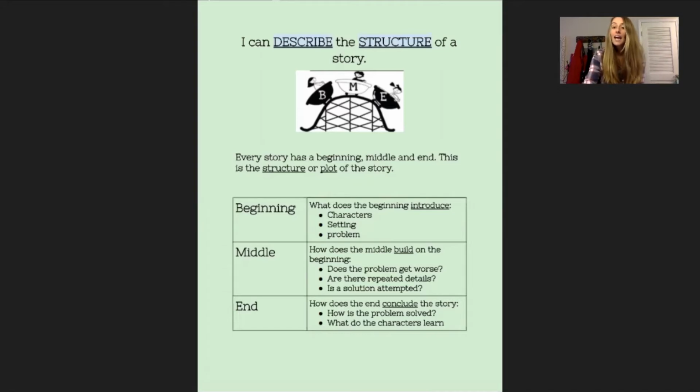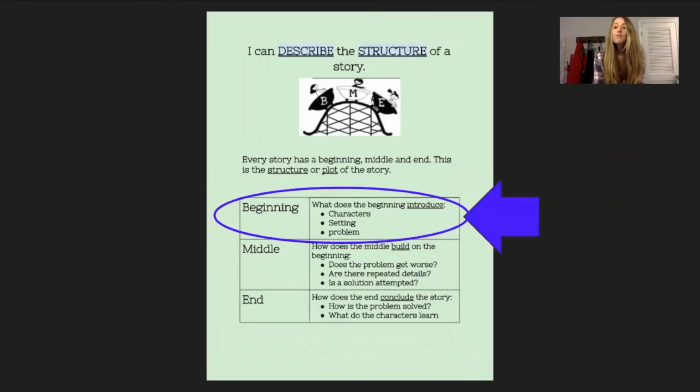So today, just like we did last week, the first day of us working on this story structure chart, we're going to focus on the beginning of the story. So we're going to focus on the things that are being introduced. What characters are we meeting? What is the setting? And what is the problem? These are all things that you need to include in your chart when we are done rereading the beginning of the story today.